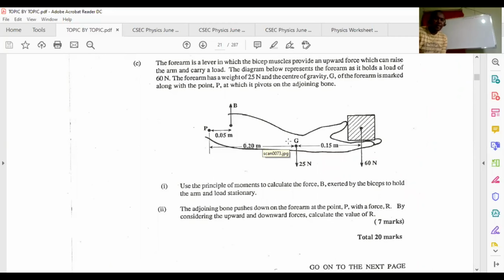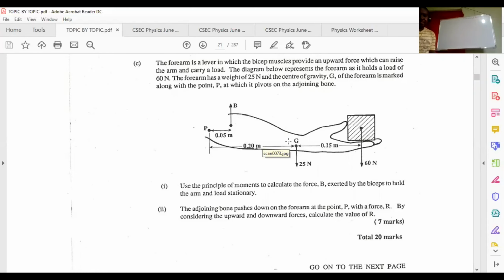It says the forearm is a lever in which the bicep muscles provide an upward force which can raise the arm and carry a load. The diagram below represents the forearm as it holds a load of 60 newtons. The forearm has a weight of 25 newtons and the center of gravity G of the forearm is marked along with the point P at which it pivots on the adjoining bolt. Use the principle of moments to calculate the force B exerted by the biceps to hold the arm and load stationary. We know that it is in equilibrium.